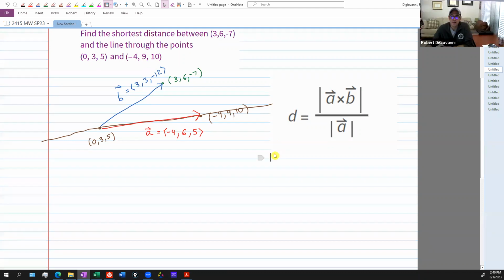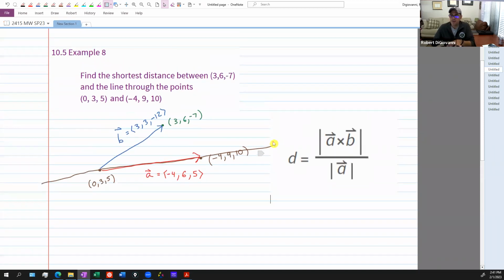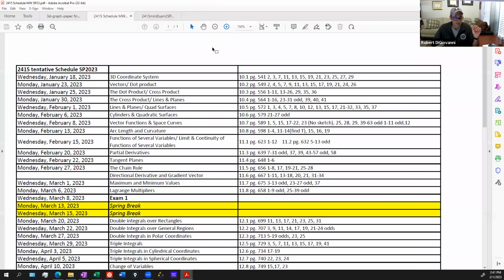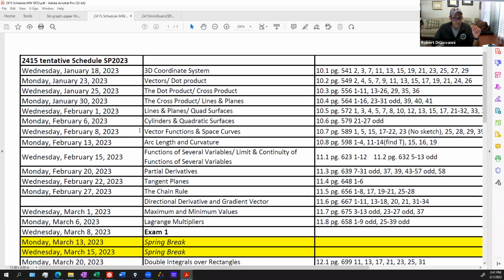Gotcha. Okay, so I know it's time and we need to go. We are on track of where we need to be. Next class, we will hopefully be face-to-face again. But we will be talking about quadratic surfaces. And I will not need the whole day for that. So quadratic surfaces should only take half the class.